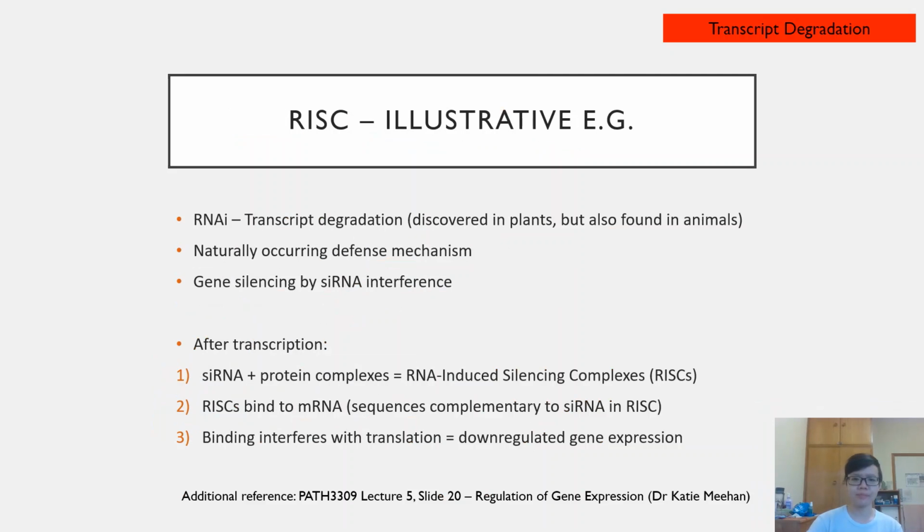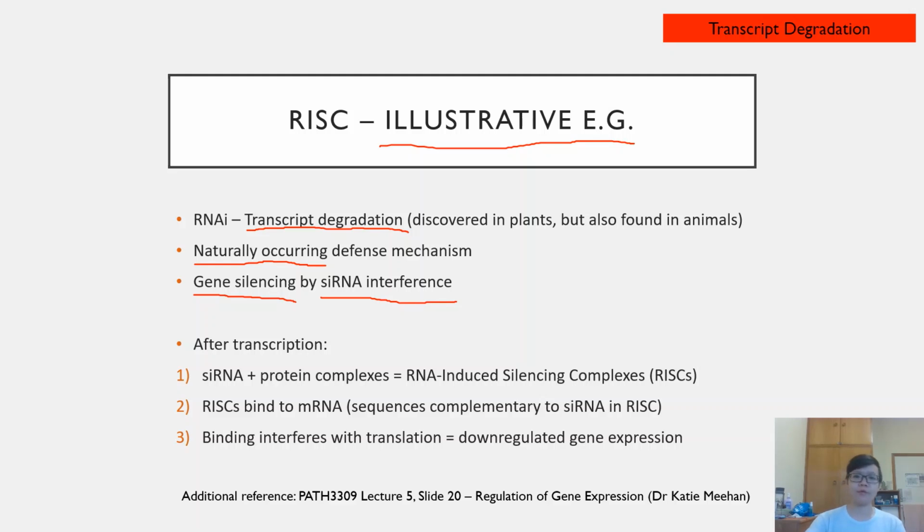Now, on to another form of something that can help with transcript degradation. This was illustrative, so I don't think we need to know it in too much detail, but for completeness sake, I'll just go over it briefly. Now, as I mentioned, this is another form of transcript degradation, and also, like ODNs, naturally occurring, and its mechanism of action is that it does gene silencing by your siRNA interference.